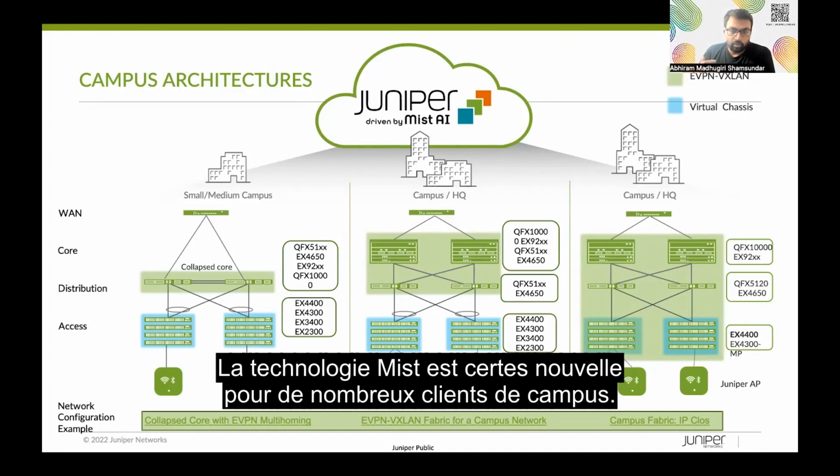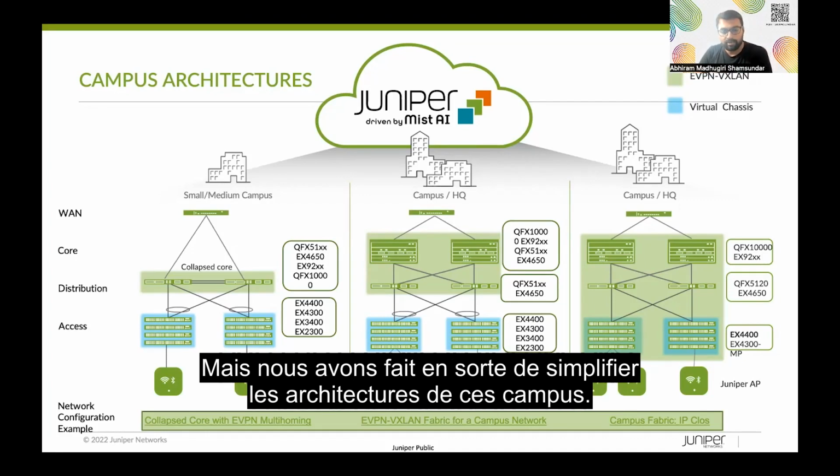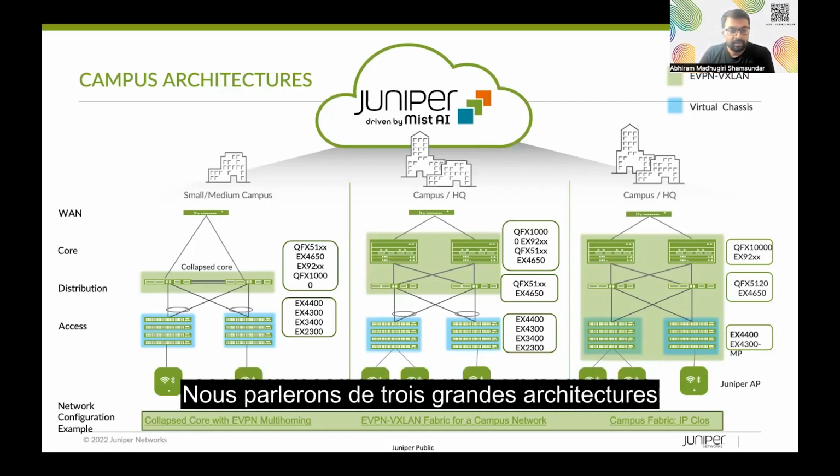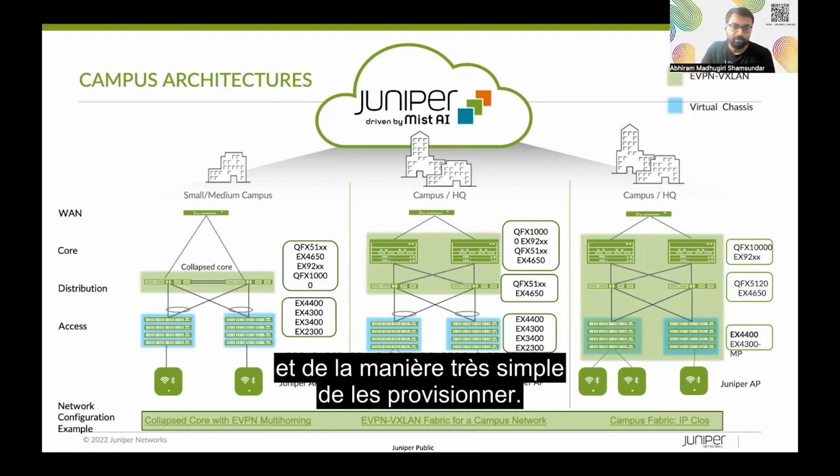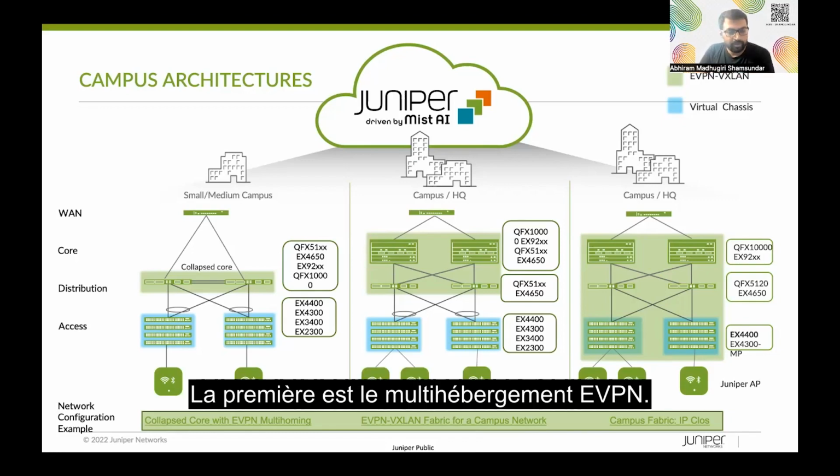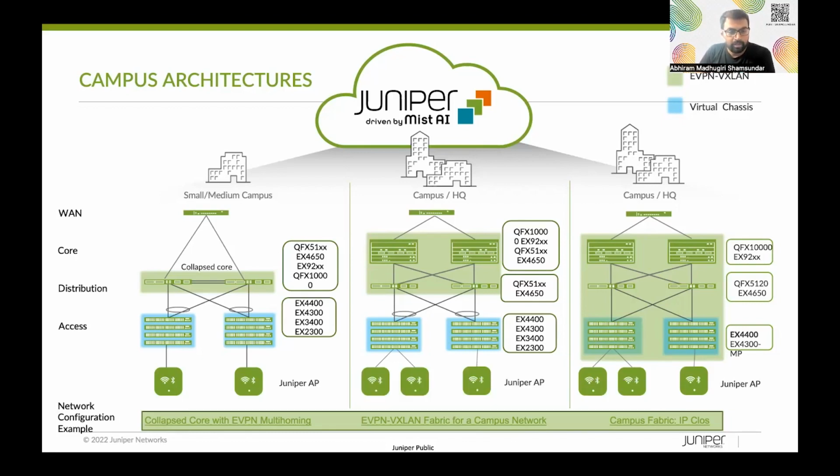With Mist, although the technology is new for a lot of campus customers, we've made the ability for us to configure these campus architectures simple. We'll talk about 3 important architectures and how you're able to very easily provision them. The first one is EVPN multi-homing.